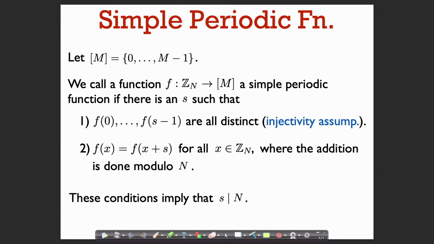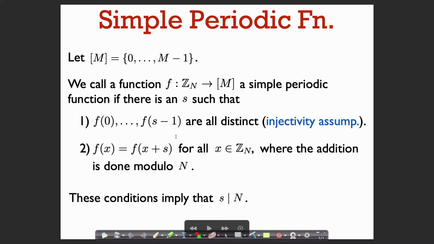Okay, so what is a simple periodic function? So we call a function f from the integers modulo n to the set of integers from 0 to n minus 1 a simple periodic function if there is an s such that f of 0, f of 1, etc. up to f of s minus 1 are all distinct. And also f of x is equal to f of x plus s for all x in Zn. Okay, and the addition here is done modulo n.